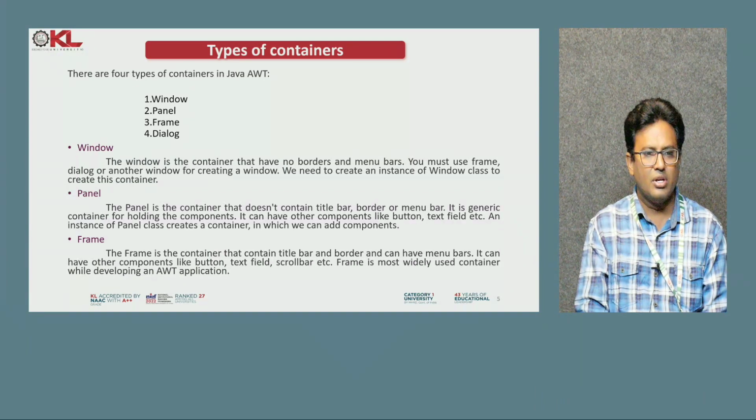Particularly here we will see the difference between the normal window and frame. As I already told, window doesn't have any borders and menu bars, whereas frame has a title bar, border, and it can even have menu bars. Panel also doesn't contain any title bar, border or menu bar. So among all these, frame is the better one to create the container. Why? Because it contains the title bar, border, and it can even have menu bars.